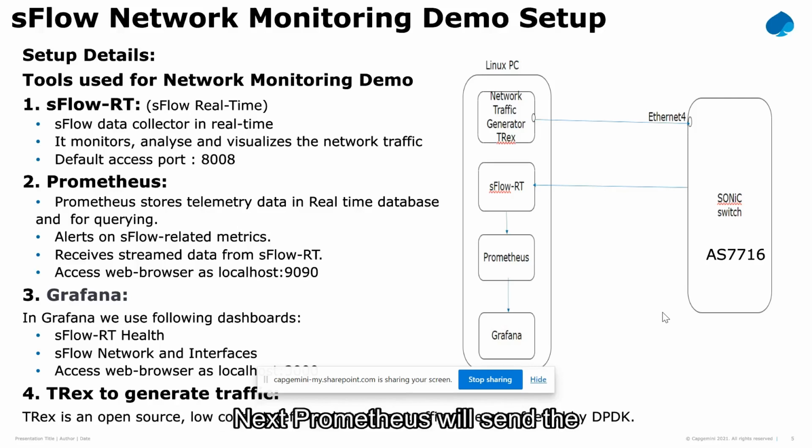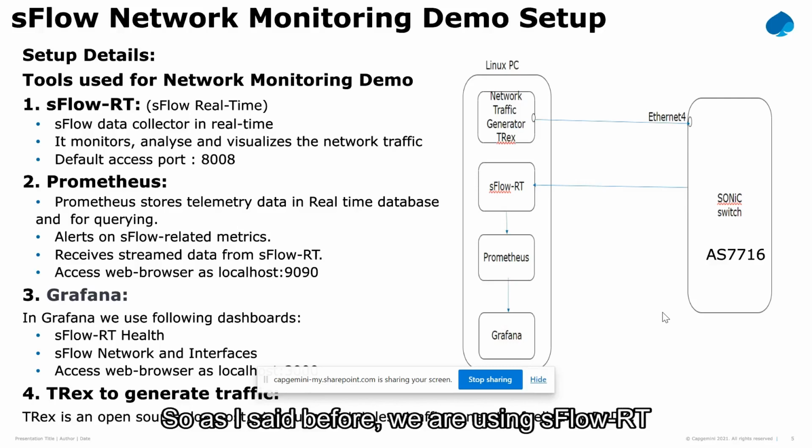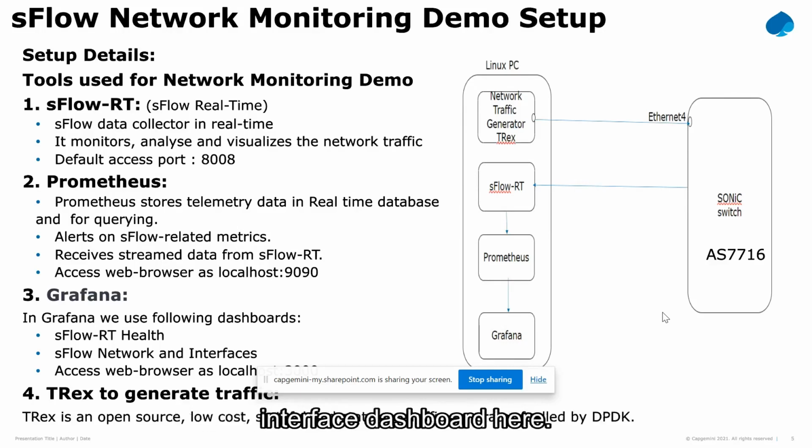Next, Prometheus will send the data, in the form of metrics collected by sFlow, to Grafana. By using Grafana, we can see these metrics in different user-friendly dashboards. As I said before, we are using the sFlow Health Dashboard and the sFlow Network Interface Dashboard here.